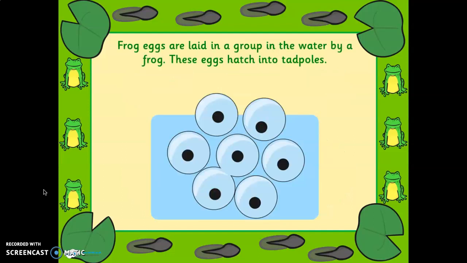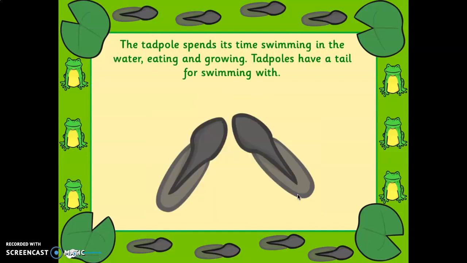So let's start. Frog eggs are laid in a group in the water by a frog. These eggs hatch into tadpoles. So these are the eggs that are laid underwater in a group, so they are together like that. They look like eyes, don't they?